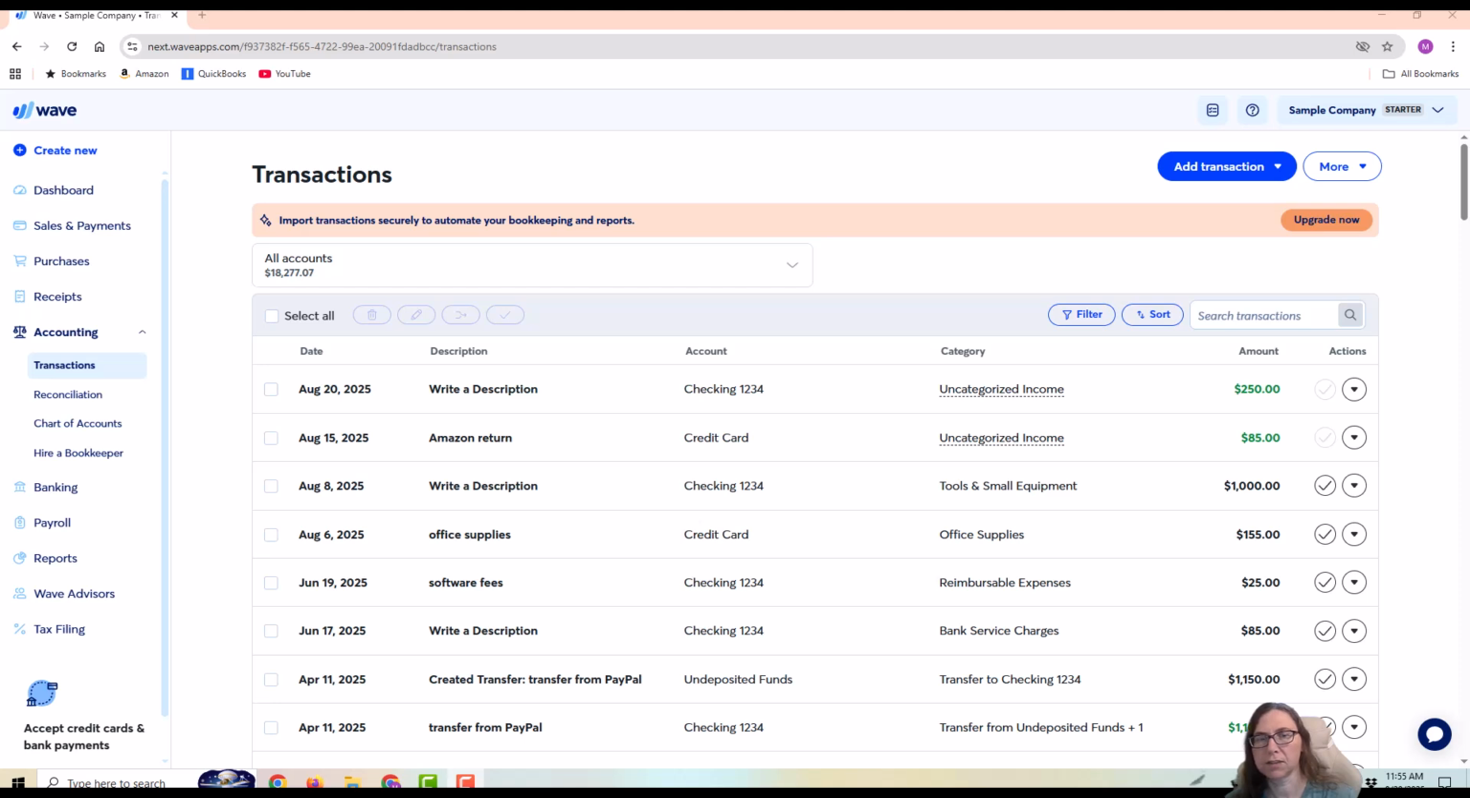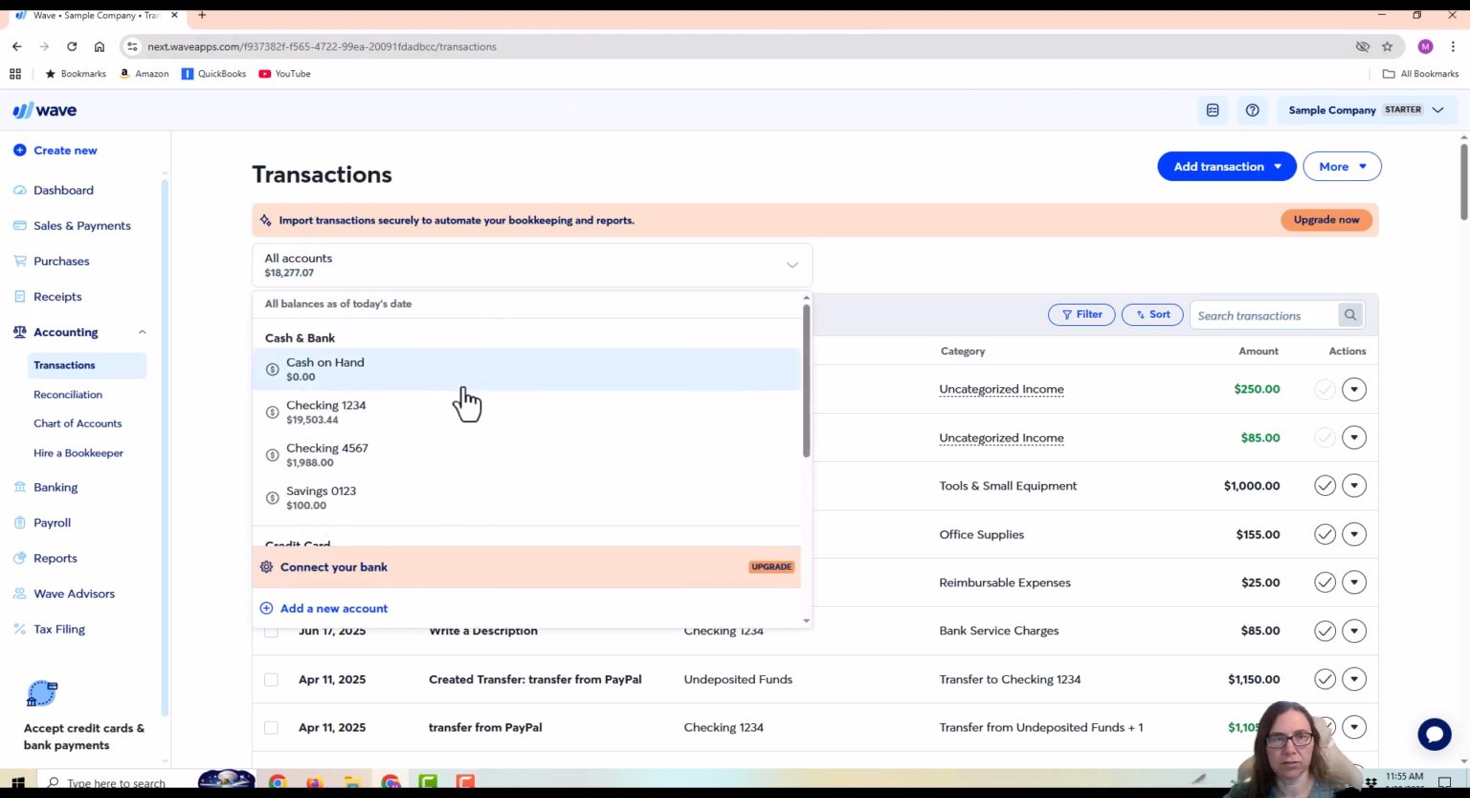In this video, I'm going to talk about how to handle refunds for expenses. And I'm going to demonstrate this in Wave apps, but the concept would be the same in any other program. Okay, so what I'm going to do first is go to the credit card.